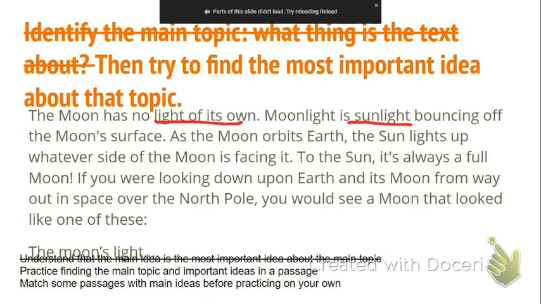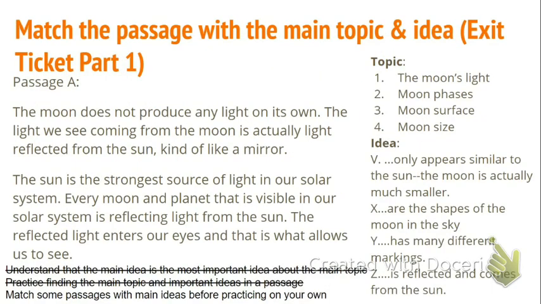All right. Now for the fun part. Okay, here's your task today. You have an exit ticket that starts here. There's going to be 2 parts. I want you to match the passage with the main topic and idea. So this is a passage. There are 4 topics and 4 ideas. I want you to see if you can come up with the main idea based on this passage by putting together a topic and an idea.